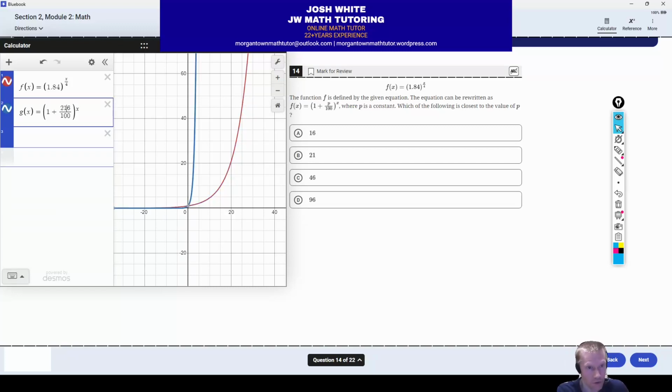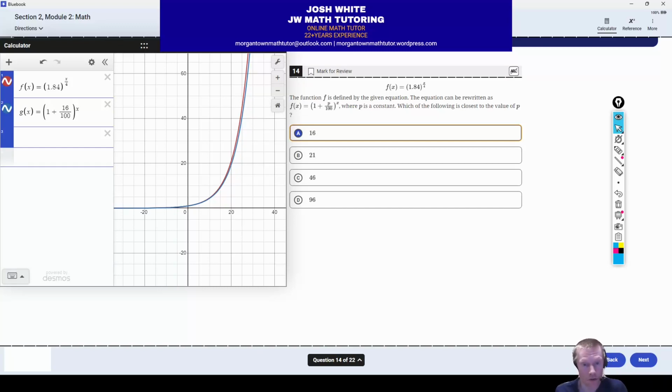So if I change this to 21, notice it gets further away. What about 46? Nope, even further away. Again, we're looking at the blue. The blue is the one that's changing. And now 96, no, even further away. So 16 is clearly the one that is closest to the original. So the correct answer is going to be answer choice A.